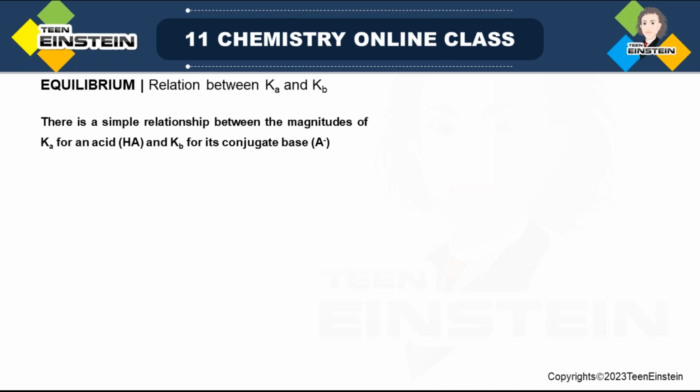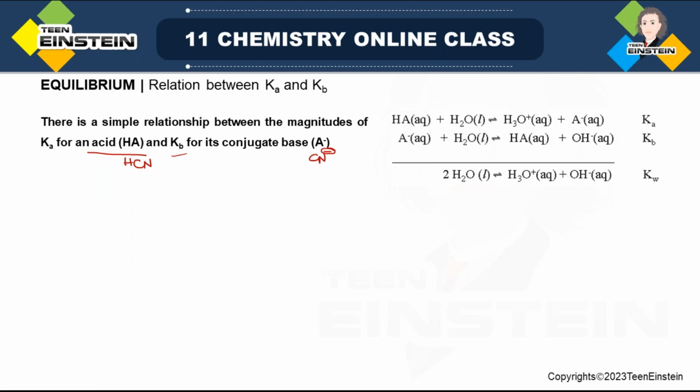There is a simple relationship between the magnitude of Ka of an acid, suppose the acid is HA. If you want an actual example, you can consider HCN, hydrocyanic acid, and the corresponding conjugate base A minus. That means if it is hydrocyanic acid, the corresponding conjugate base will be CN negative. So HA is the acid, and for this obviously there will be some Ka value, and its conjugate base A minus, because it is a base, will have some Kb value. So these will be the two equations.